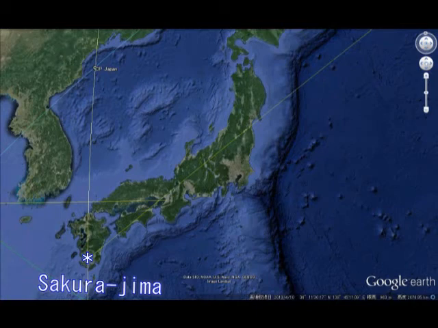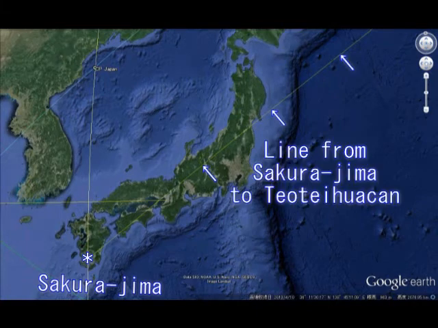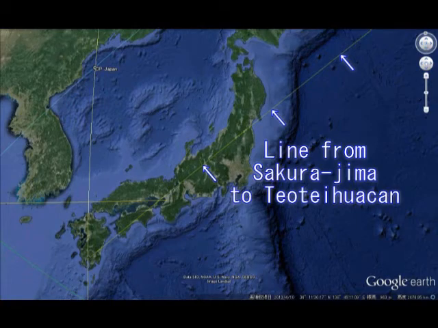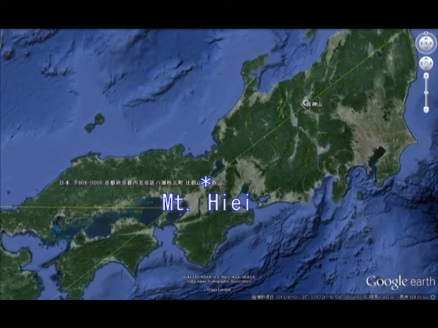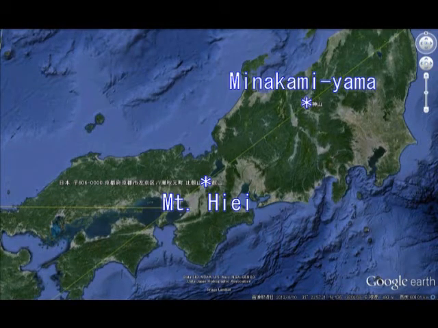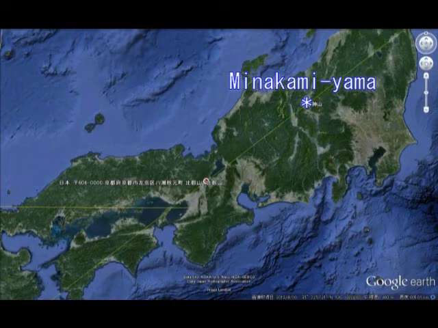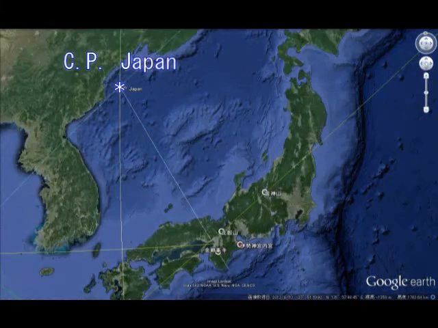Then there is Sakurajima and the North Pole line here, right? And this line is the line between Sakurajima and Teotihuacan. This is a very important datum line through Japan. This is Mount Hiei and Minakamiyama. At Minakamiyama, there is a small area of about 4 or 5 kilometers, but it is also within an area.